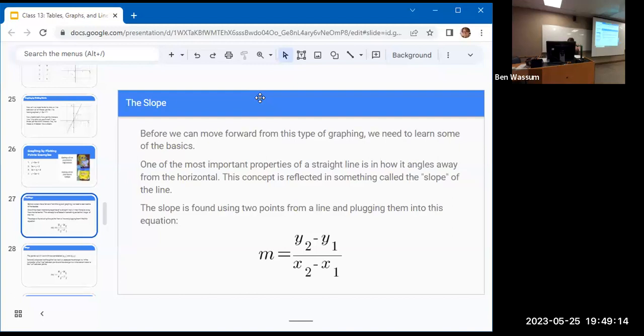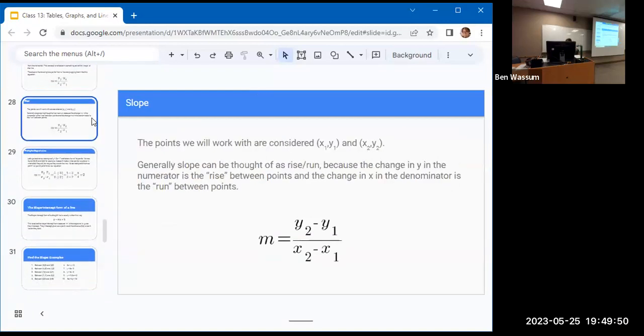So that's kind of the way that the line is angling, is its slope, right? And it's found using 2 points from a line and plugging them into this equation. The idea is that you're finding the difference in the height between 2 points and the difference between the width of those 2 points. And you're kind of making a ratio of it. That ratio is going to be true of any 2 points on the entire graph anywhere, even if you plug in like 5 billion for x.